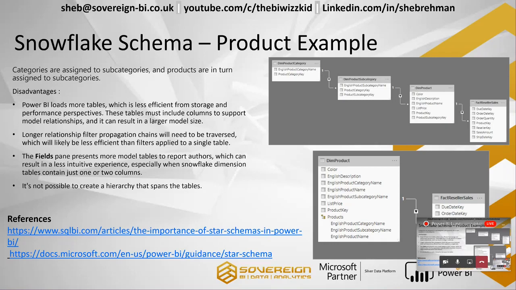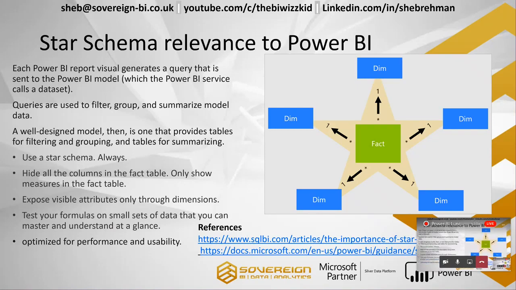The Snowflake schema can be used in some situations, but generally the disadvantages are that Power BI loads a lot more tables, which is less efficient from storage and performance perspectives. There are longer relationships, filter propagation chains, etc. The fields pane represents a lot more tables to report authors. It's less intuitive for users, and the user experience is affected as well. So generally, the Star Schema is the best way to move forward with a Power BI report.